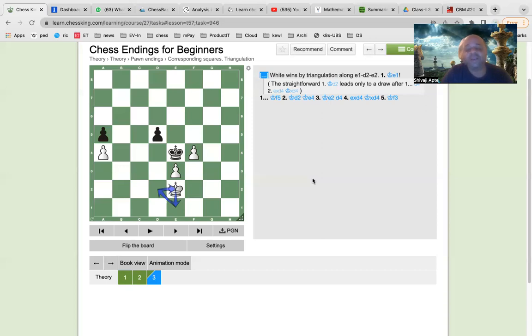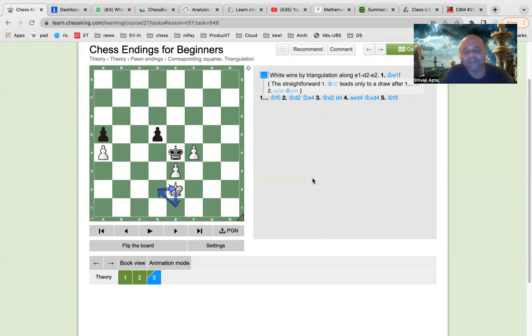But look at it. White has got one extra access square, e1. In fact, white has got two extra squares, e1 and d1. From either one of them, he can go to either of the other two squares, d2 or e2.